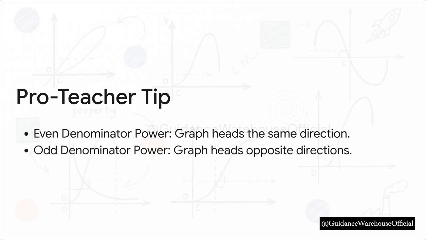I want to give you a quick pro teacher tip here, kind of like a cheat code for sketching. Look at the exponent of your vertical asymptote's factor. If the denominator factor has an even power, like squared, the graph behaves like a volcano. It shoots up in the exact same direction on both sides of the wall. If it has an odd power, the curves will head in totally opposite directions on either side, one shooting up to positive infinity, the other dropping down to negative infinity.